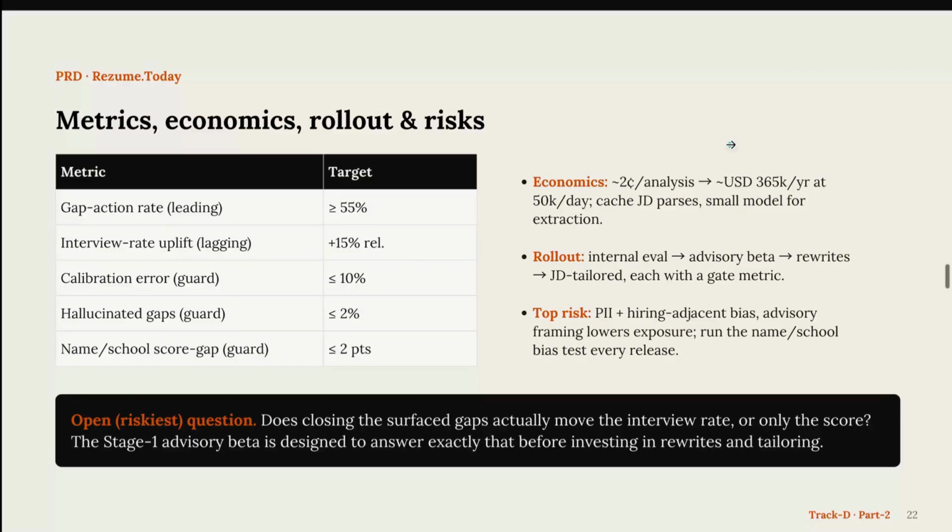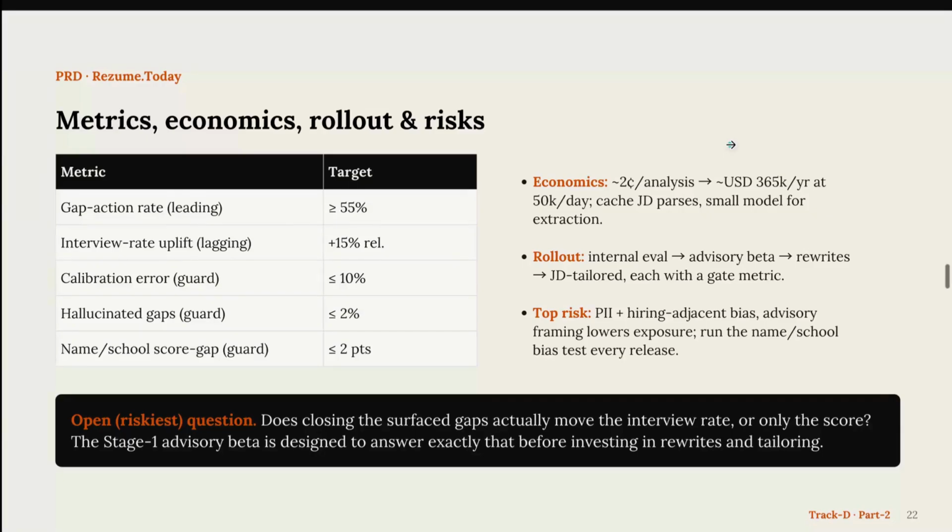Top risk is PII and hiring-adjacent bias. If there are skills adjacent to what we have already listed in the job description, can there be a bias on that? We need to be very careful that advisory framing lowers the exposure. Run the name or school bias test for every release. Yeah, that we need to do.